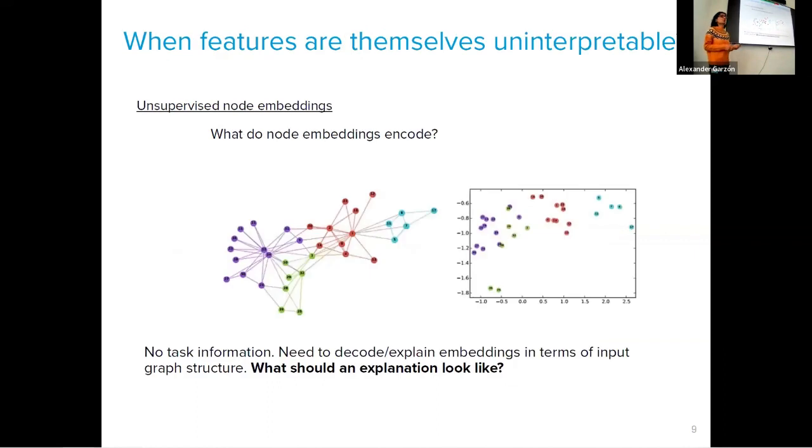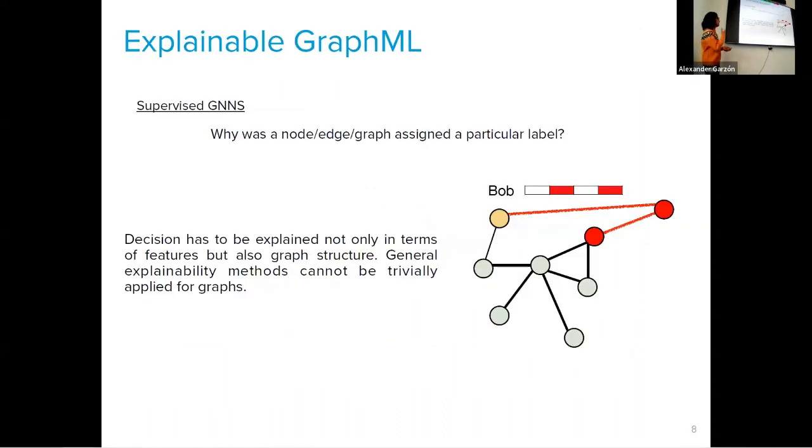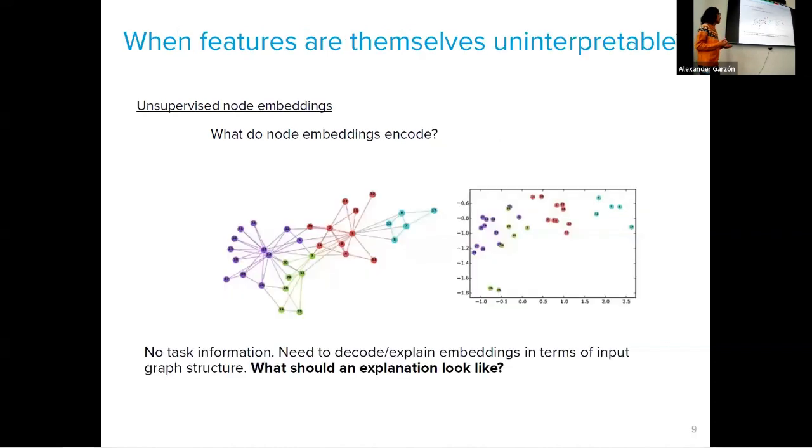Or in case of node embedding methods, where you take a graph as input and then learn some vector representations of nodes, we would like to know what these node embeddings encode. In the last slide, our question was much clearer. We said, why did you make this prediction on a particular node, edge, or graph? But here, what we are asking is a very vague question: what do these node embeddings encode? Right. So in this case, what should even this explanation look like?